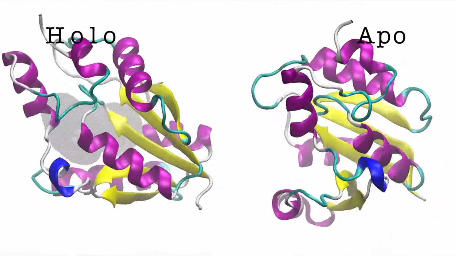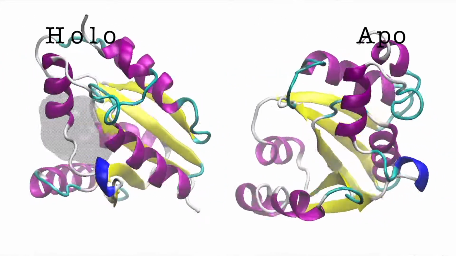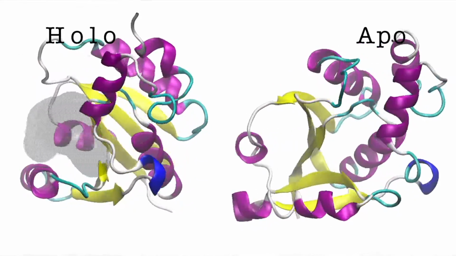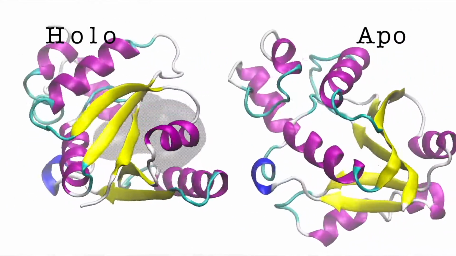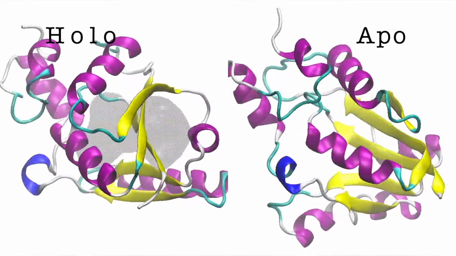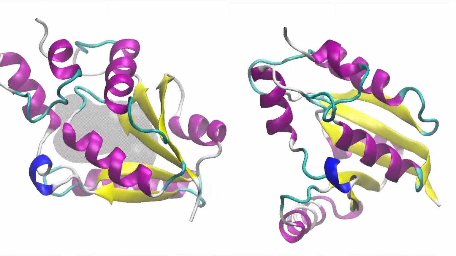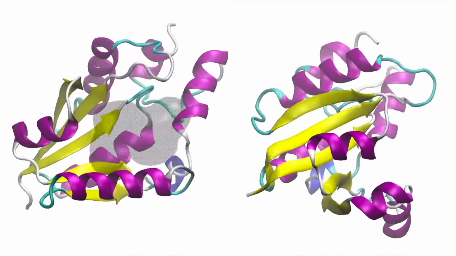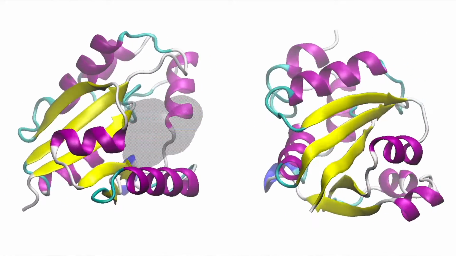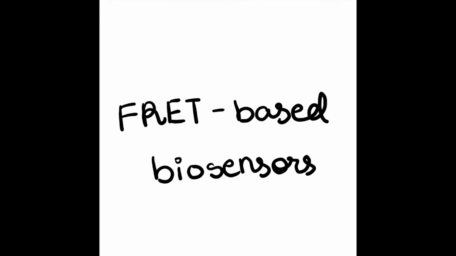We can see here when comparing the apo version of 3OTW, which doesn't contain acetyl-CoA, to the holo version of 3OTW, which does contain acetyl-CoA, that the alpha helices and beta sheets are very unstable and relatively far apart from each other because the protein is unfolding. We can actually use this property of 3OTW to detect whether or not it contains acetyl-CoA. And this can be made possible with the help of FRET-based biosensors.